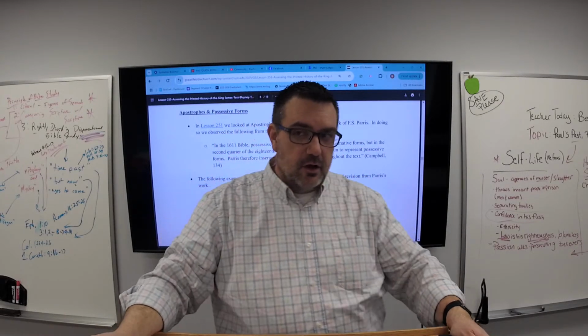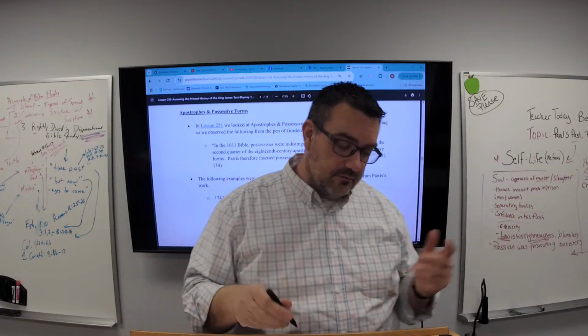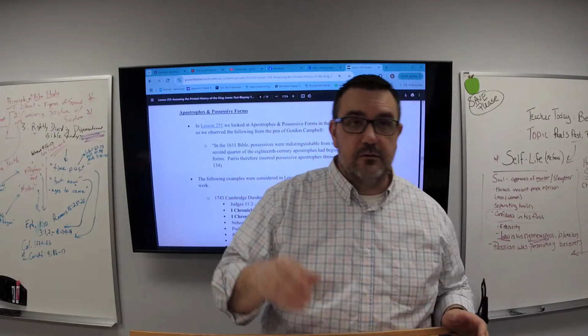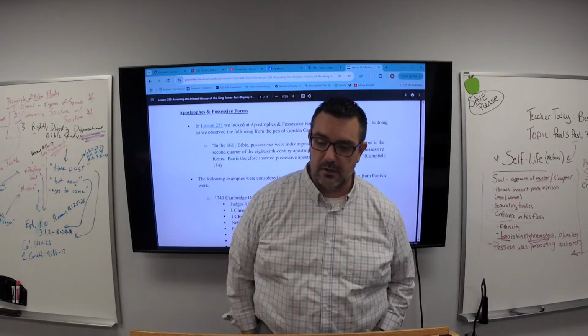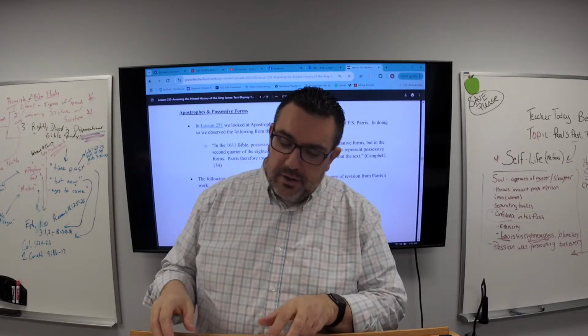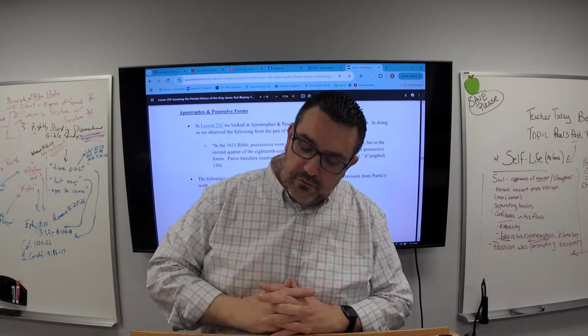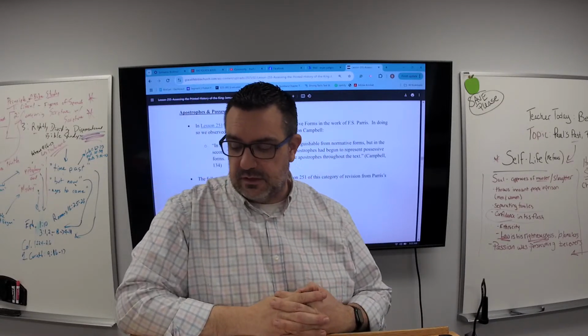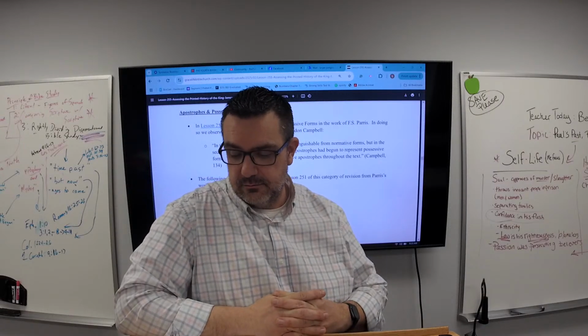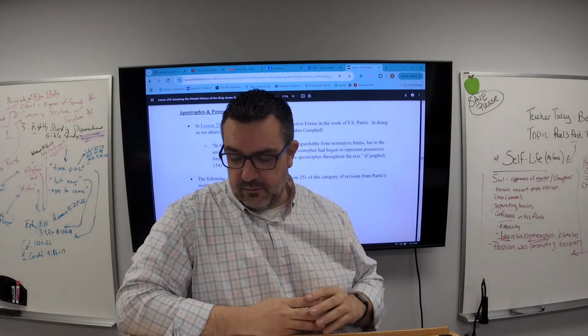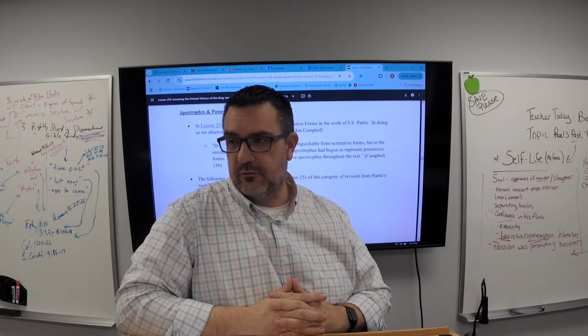Okay, this is going to be the longest and probably the most technical of what we're going to talk about here this morning. So we should have enough time to do this. So point 3 is about apostrophes and possessive forms. All right? So in lesson 251, we looked at apostrophes and possessive forms in the work of F.S. Paris. In doing so, we observed the following from the pen of Gordon Campbell.